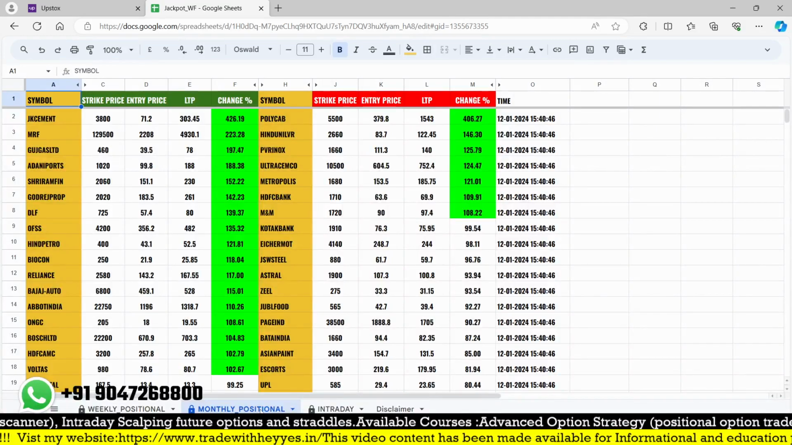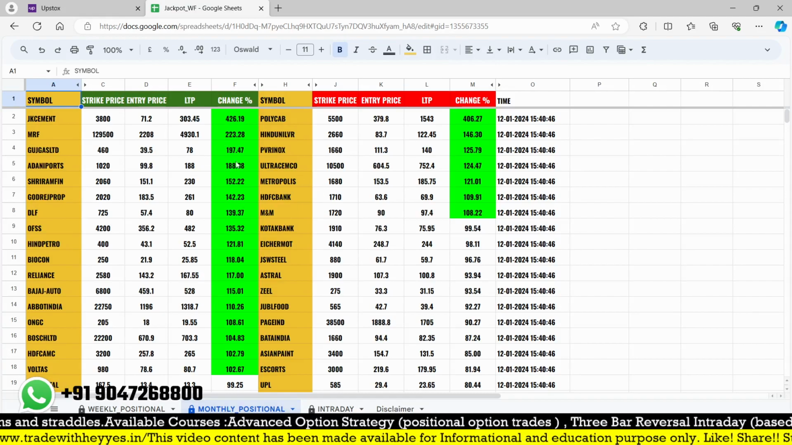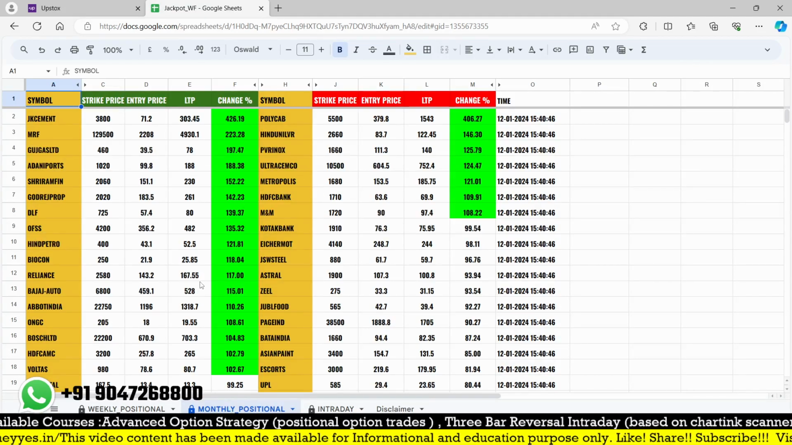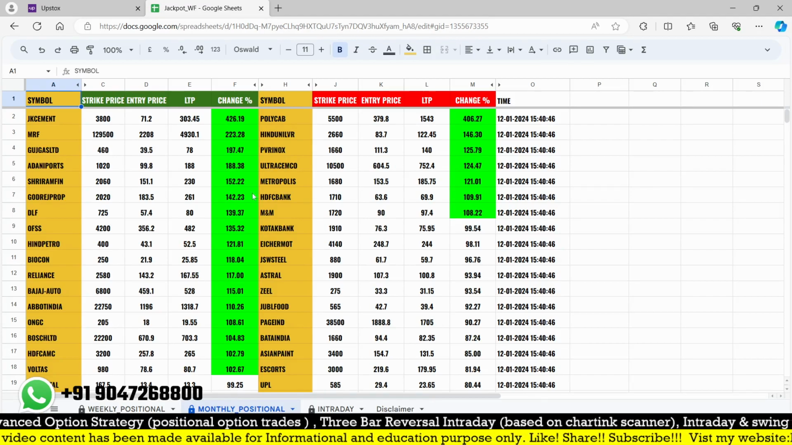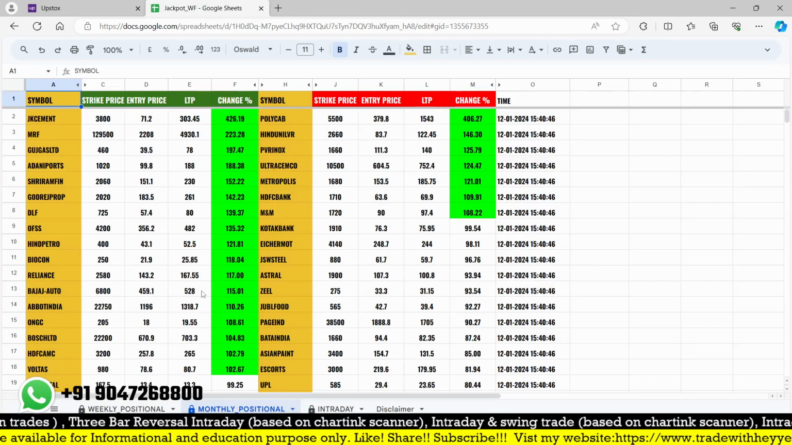If you are using the Google Sheet without knowing our strategy, then you can use the top listed stocks. You can focus on them for an opportunity, and it is not about intraday, it's purely monthly positional. So you can apply your own strategies with that.